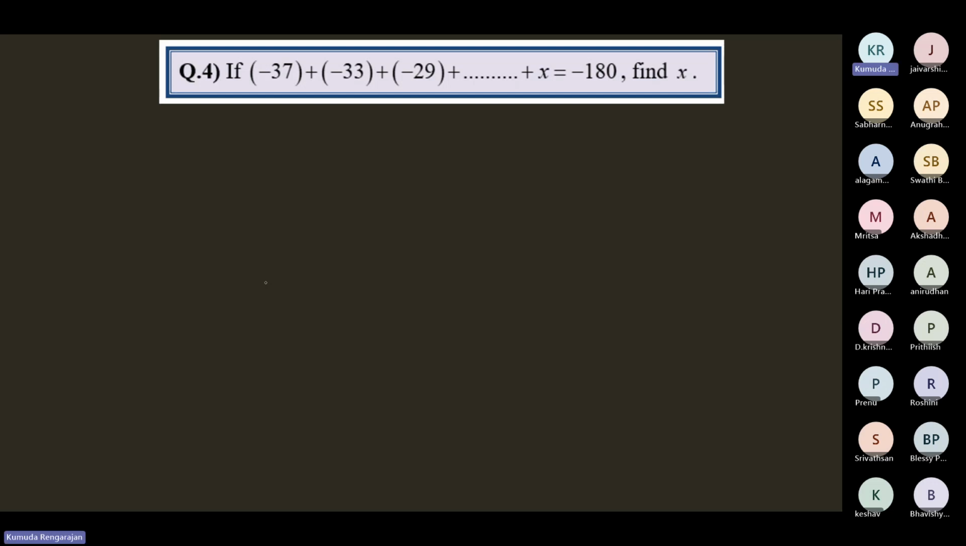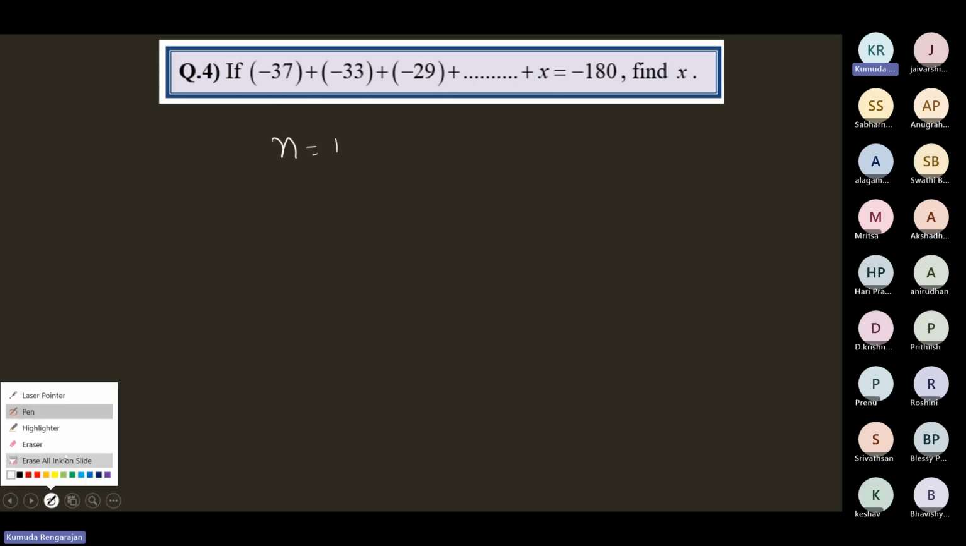The last term given here is x. This is an arithmetic series because you can see that the terms are connected by a plus sign and not a comma. So how many terms should be taken to get the sum minus 180? How many? 12 terms. Okay, 12 terms. So n is 12.